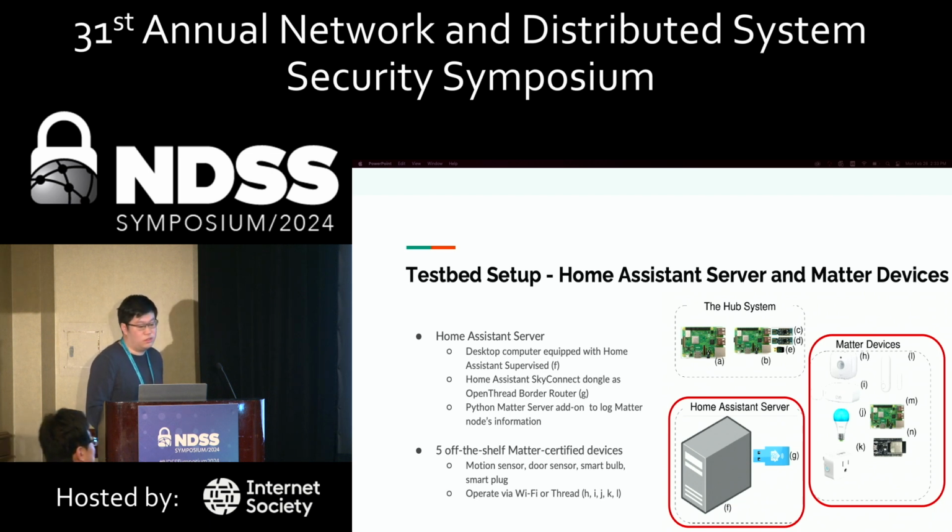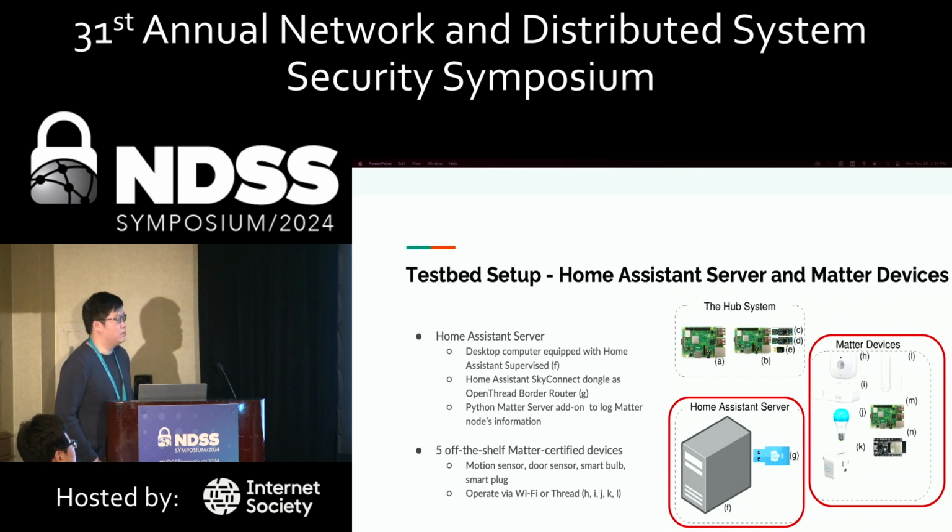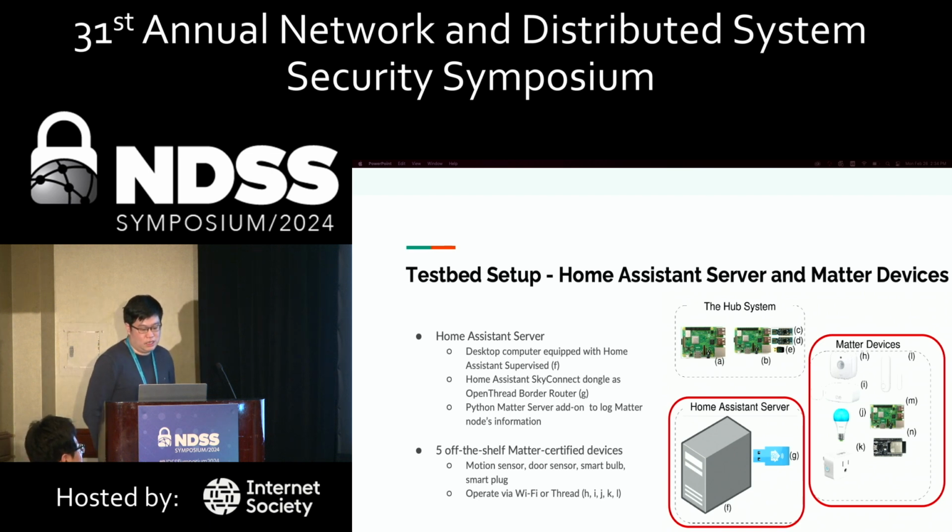Currently, we use this Home Assistant server to perform as a Matter controller using specific Matter add-ons. We also have this Home Assistant SkyConnect dongle, which operates as the OpenThread border router, which allows us to introduce Thread-enabled devices into the testbed. In the Home Assistant server, we also run the Python Matter server add-on to log Matter node information, such as attributes from each cluster.